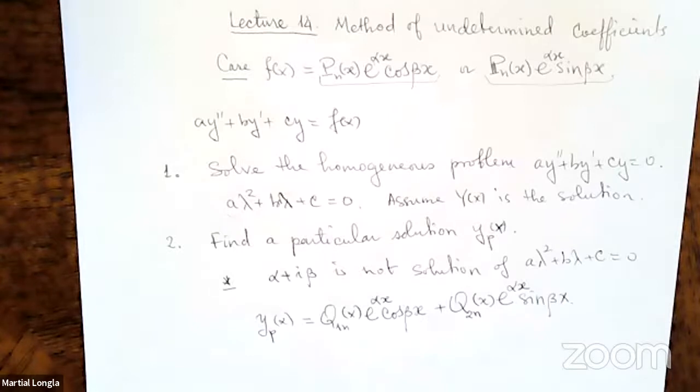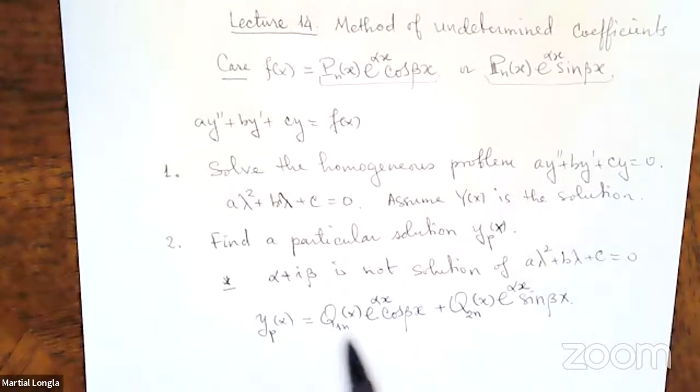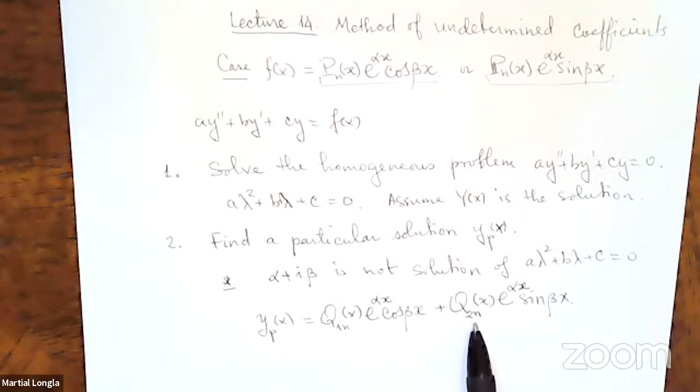So again, the common mistake that students have here is to take the same polynomial for the two. Now it's one polynomial, and a completely different other polynomial. They have the same degree, but they are not the same.